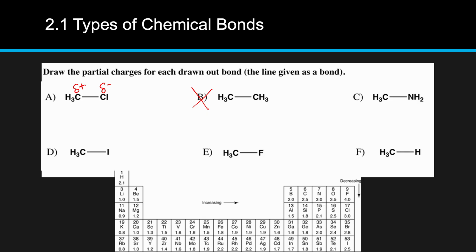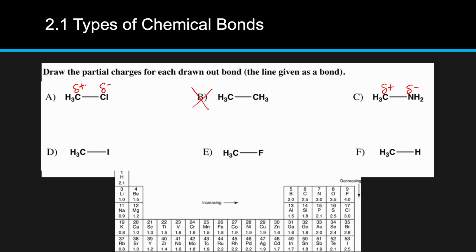Then on C, we have carbon and nitrogen. Carbon has an electronegativity value of 2.5. Nitrogen has an electronegativity value of 3. So since nitrogen is more electronegative, that will have the partial negative charge. Carbon will have the partial positive charge.